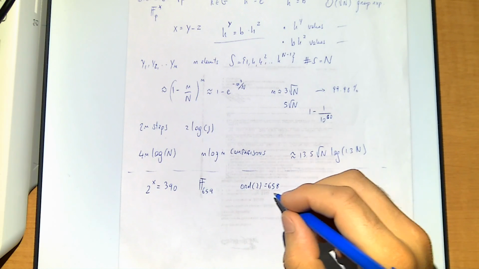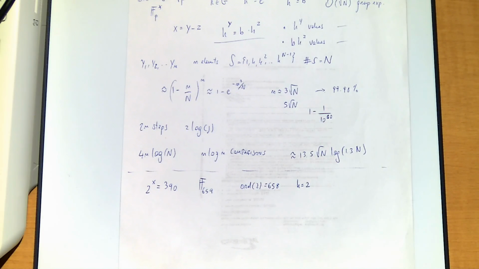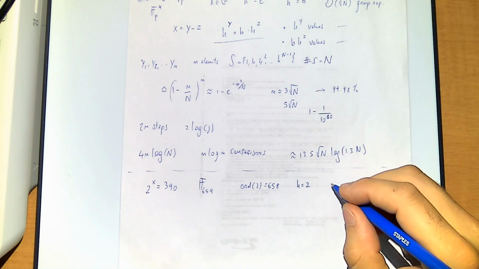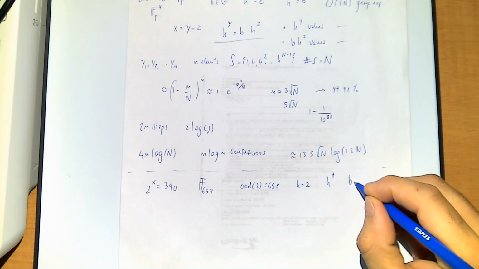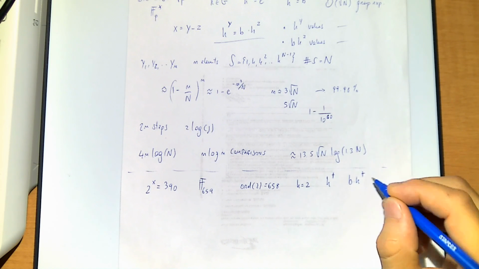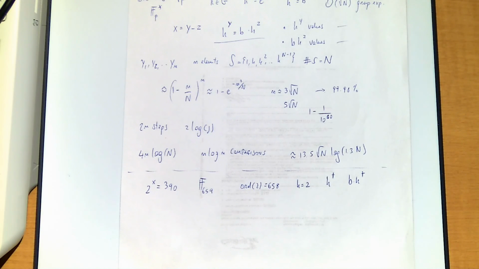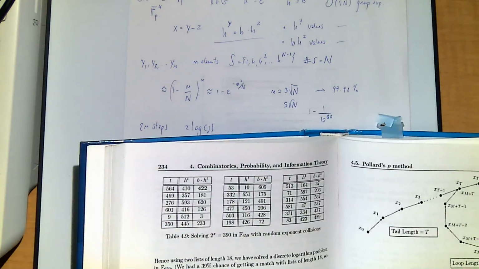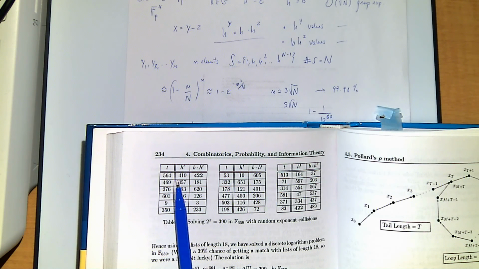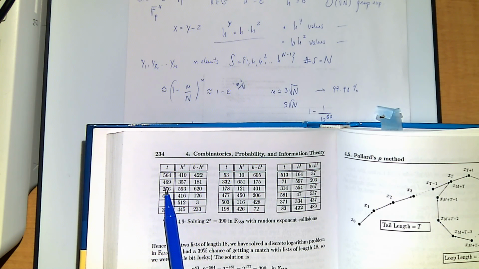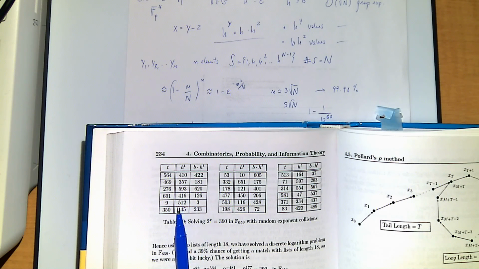for h. h is equal to 2, that's my h. And so we basically do h to the t for a bunch of random exponents, and then b times h to the t for another bunch of random t's, and then we look for a match. So you have these results here. I'm not going to write all of them. You find the first random number t, you get h to the t. Then you do another one, then another one, then another one.